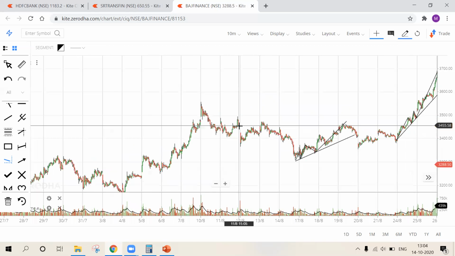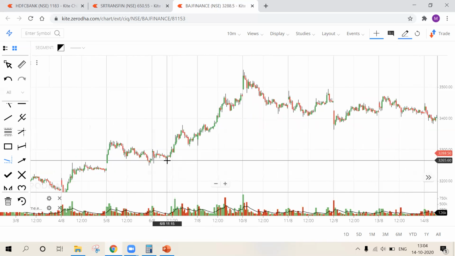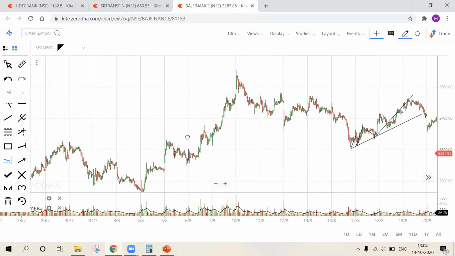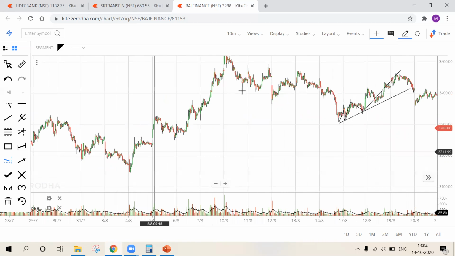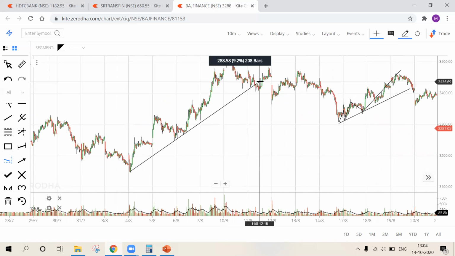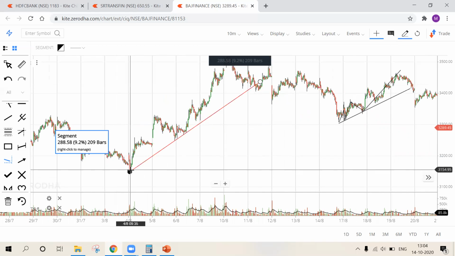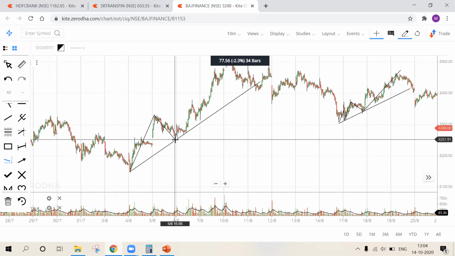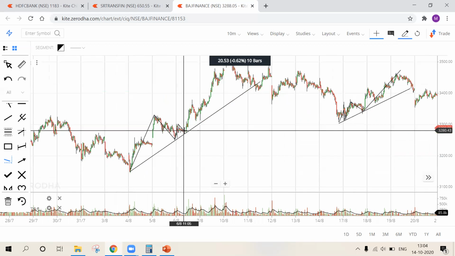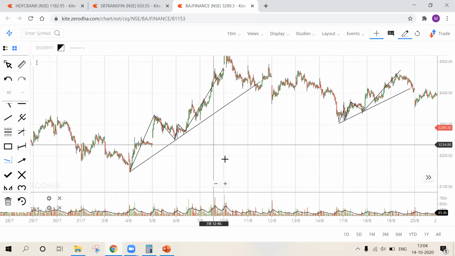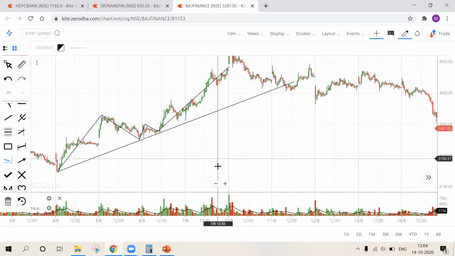All right, again, let's search for another trend line. All right, I can draw one here. Now see, this is reaction number 1, this is reaction number 2, and this is reaction number 3. Huge. Reaction number 3 will be huge.